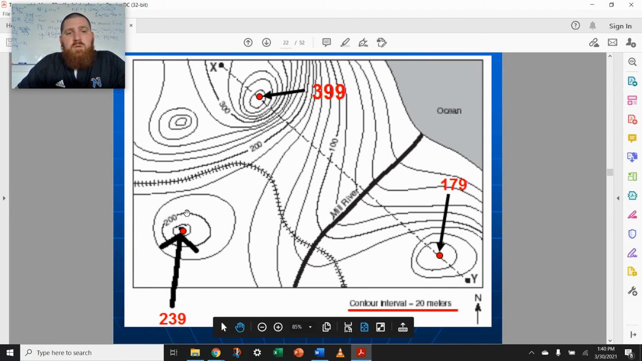So if our contour lines here are 20 meters, so we have 220. This would be 200. Then we have a 220 contour line, which means the peak of this hill can be considered to be 239, because if it were 240, we would see another contour line on there. Same thing here, 300, 320, 340, 360, 380, which means this has to be 399, because if it were 400, we would again see another contour line there.